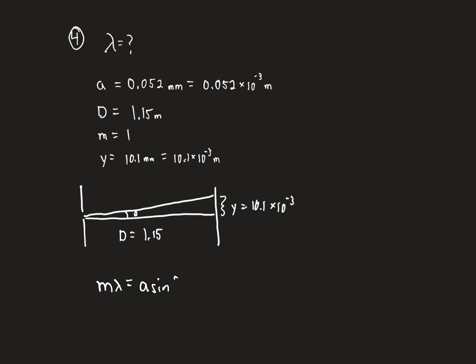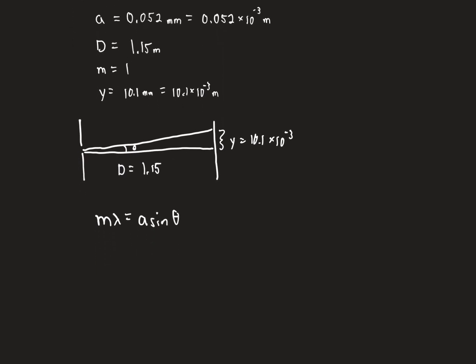I'm looking for lambda, so let me divide both sides by M. The M's cancel out on the left-hand side, so I get the wavelength is A sine theta over M. I know what A is. They gave us that in the problem, 0.052. Sine theta. Do I know what theta is? I can calculate it? How can I do that?